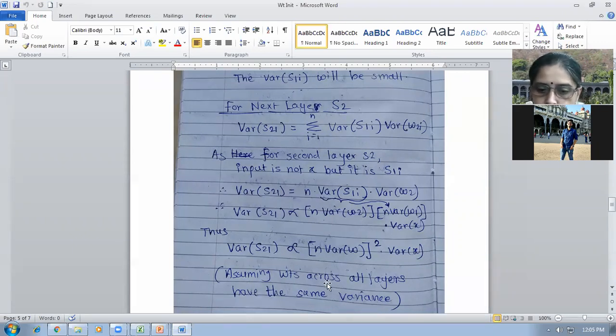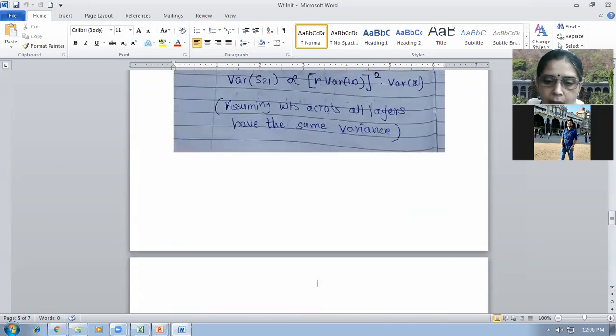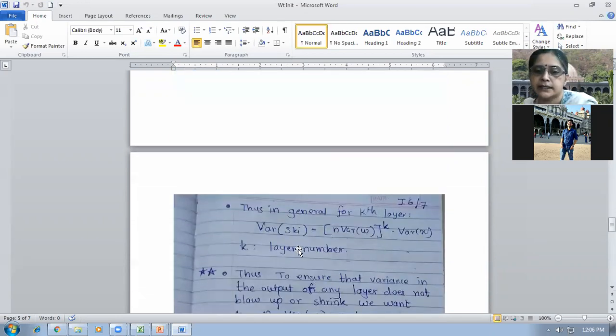Assuming weights across all layers have the same variance. Here we have assumed that across all layers this variance value is the same, so we are simply multiplying it by n. Now, as we move to the next and next layer, at the kth layer, what we effectively get is that the variance at layer k is n into variance W raised to k into variance x. So k represents a particular layer number.